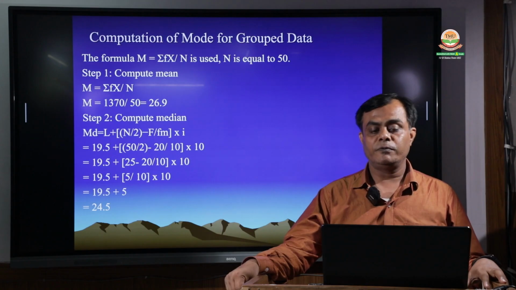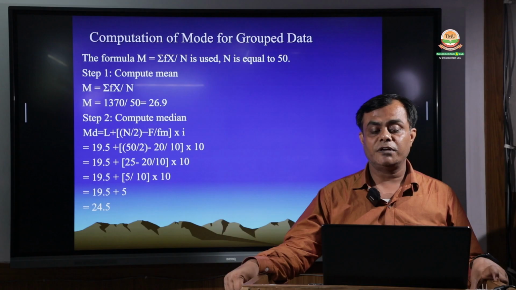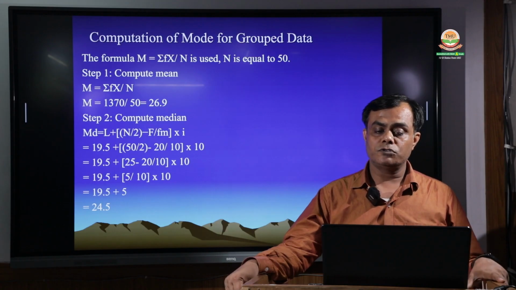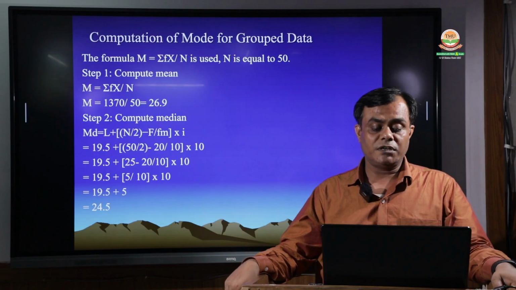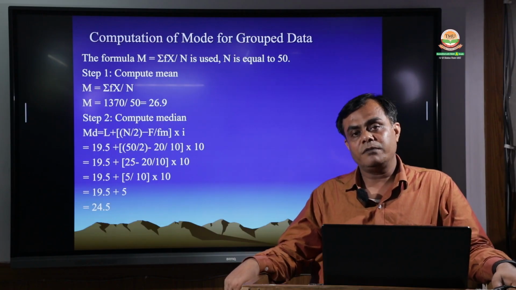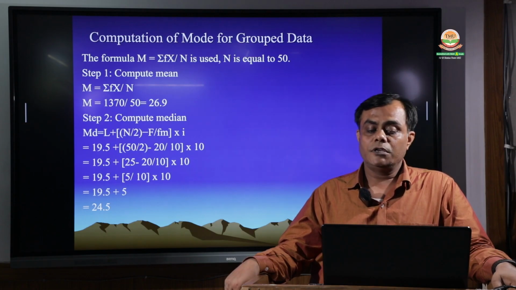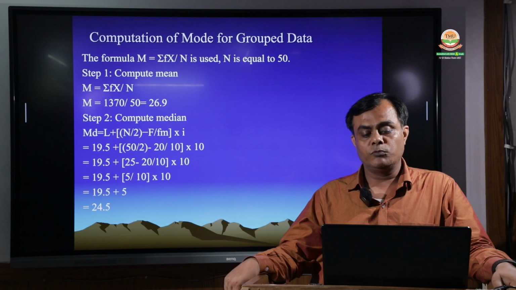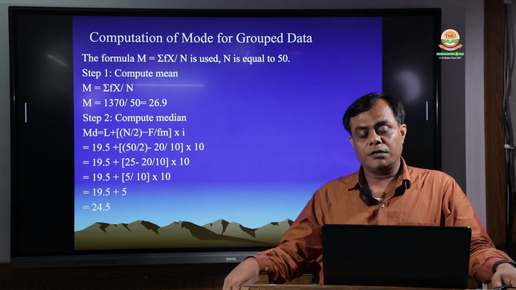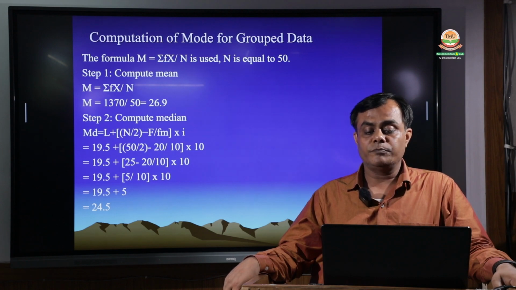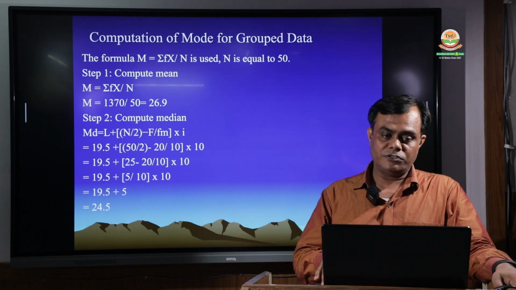So 24.5 multiplied by 3 becomes 73.5, and the mean value 26.9 multiplied by 2 becomes 53.8. So 73.5 minus 53.8 becomes 19.7. Here the computation of the mode value is 19.7. So by this formula we can compute the mode value of the group data, and that mode value is 19.7.